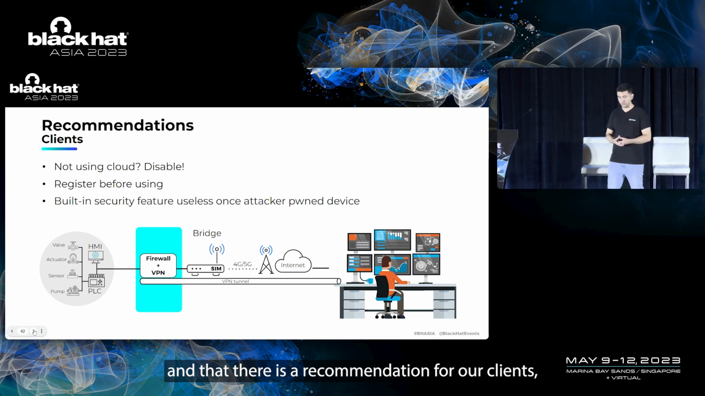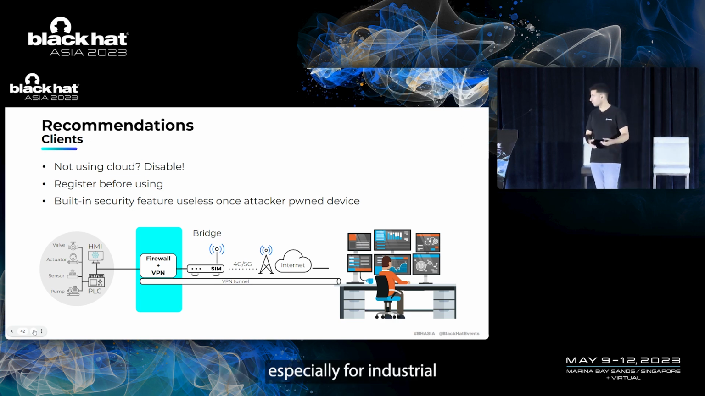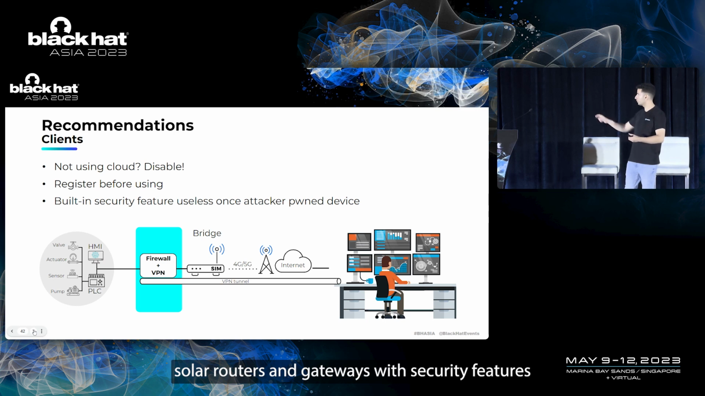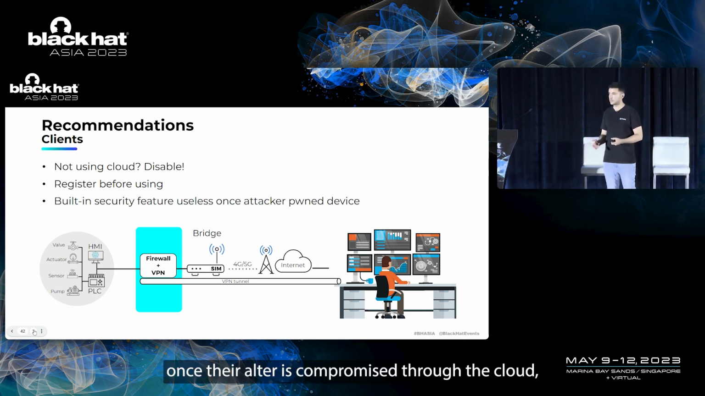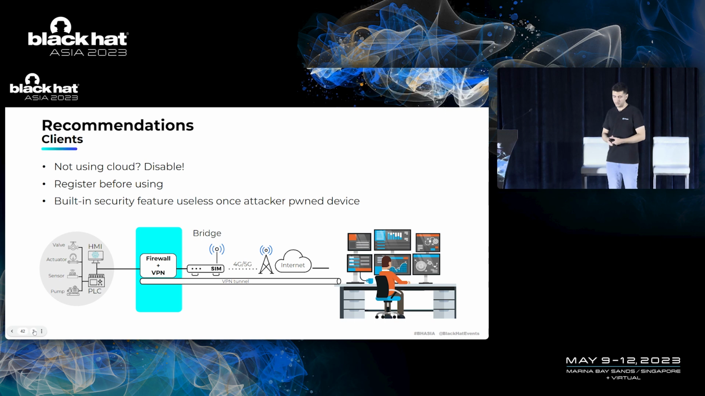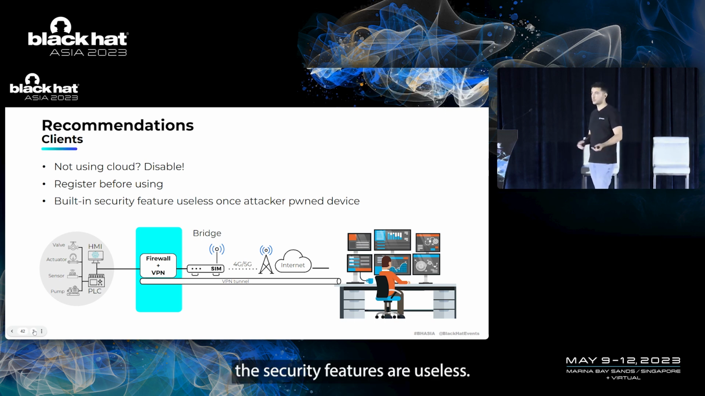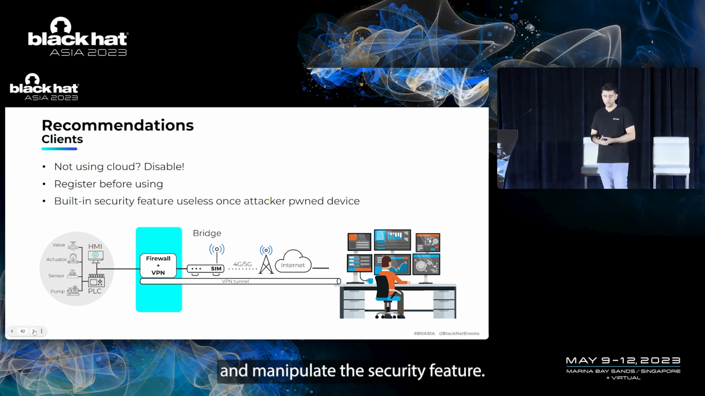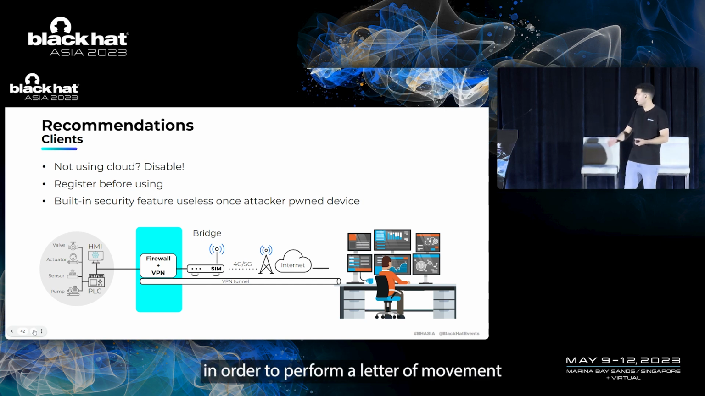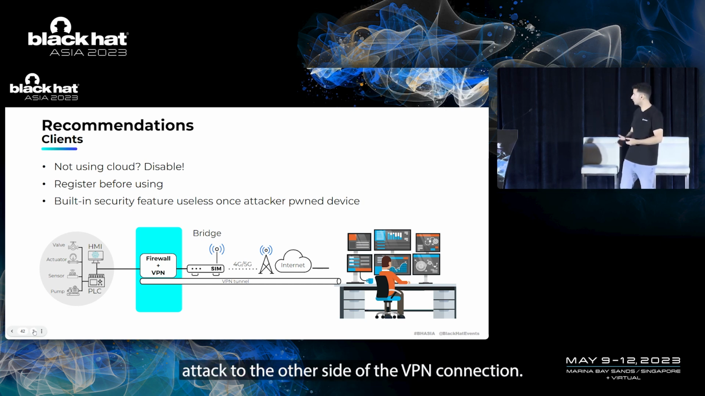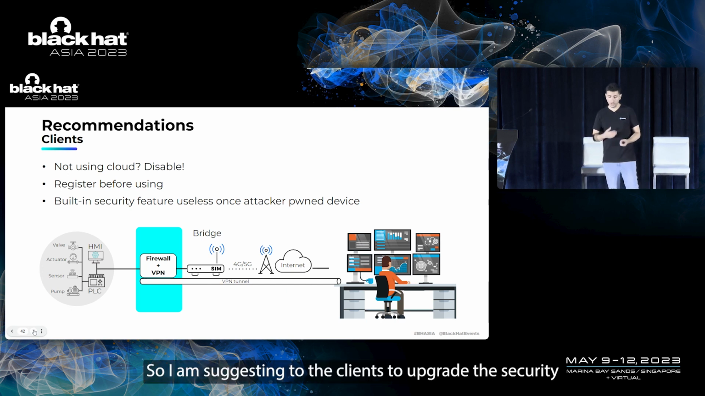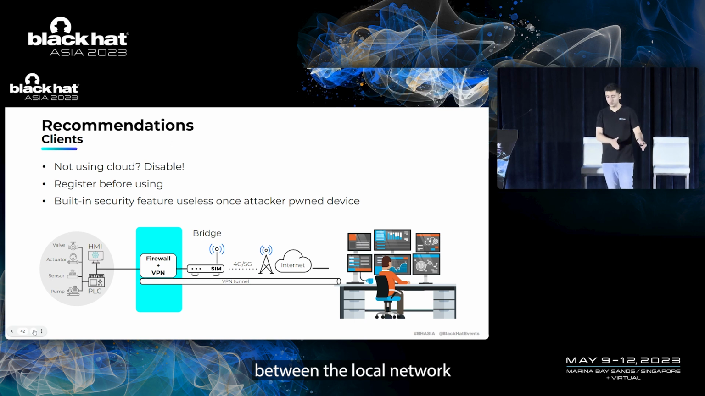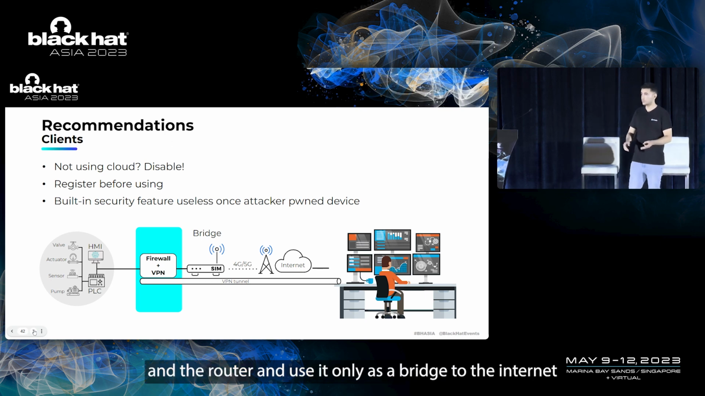And the third recommendation for clients, especially for industrial cellular routers and gateways with security features: once the router is compromised through the cloud, the security features are useless. The attacker can remove the firewall rules and manipulate the security features. For example, use the VPN credentials to perform a lateral movement attack to the other side of the VPN connection. So I'm suggesting to clients to separate the security to a different device between the local network and the router, and use the router only as a bridge to the internet.